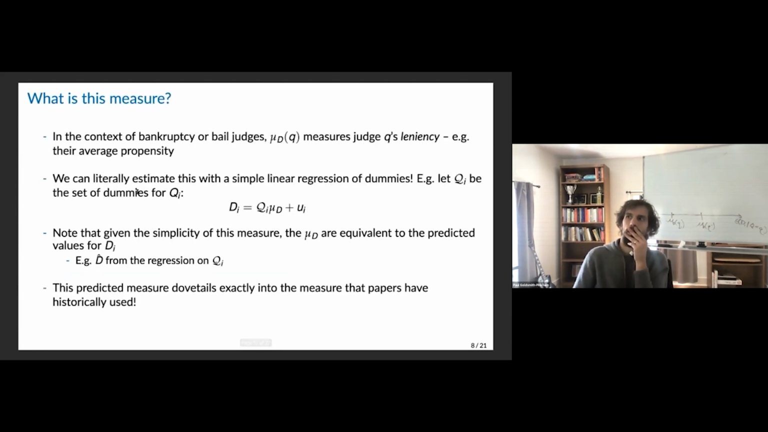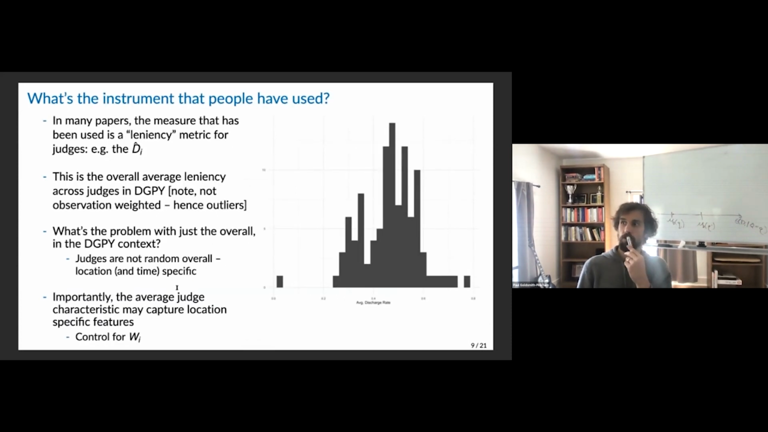Okay. So I was calling this the leniency measure. You can get it out. This is this prediction thing that Rosie was just talking about. Given the simplicity of this, these mu d's, these coefficients, are just the predicted values of the D_i's from these regressions. And this predicted measure dovetails exactly into what papers have historically used.